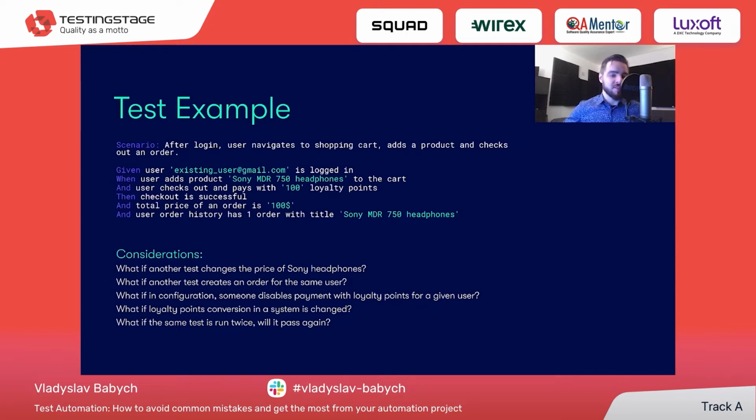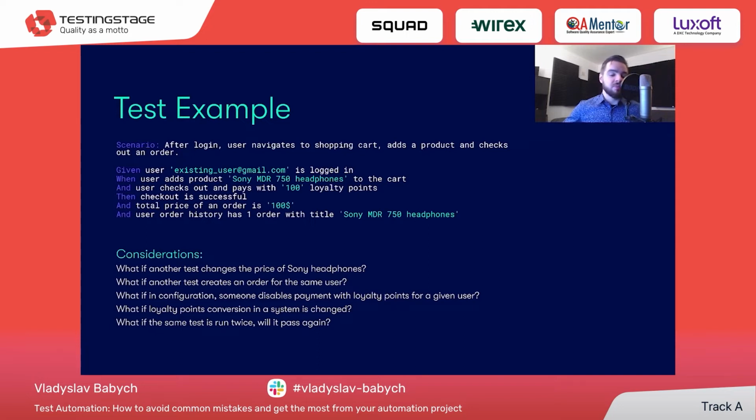At first glance, it may seem okay, but let's consider, is it really a good approach for testing? First of all, what will happen if another test changes the price of the Sony headphones while our test is running? Well, of course, it's going to fail because the total price will be different. What if another test creates an order for the same user? Then, of course, the order history will have more than one order and the test will fail. What if in configuration someone disables payment with loyalty points for a given user? Of course, the test is going to fail because we are paying with loyalty points.